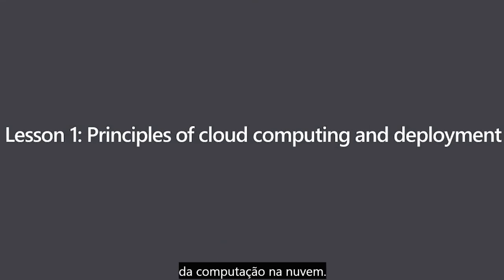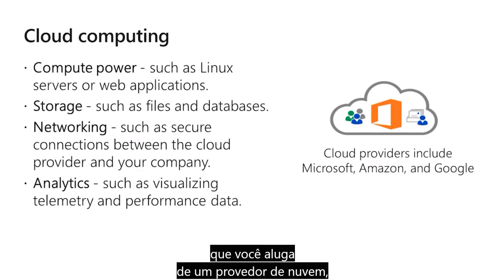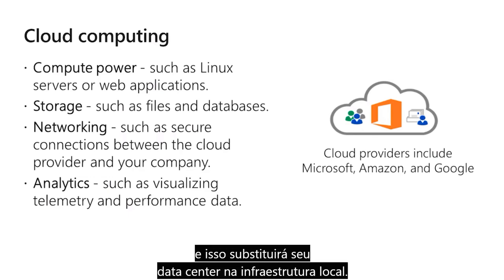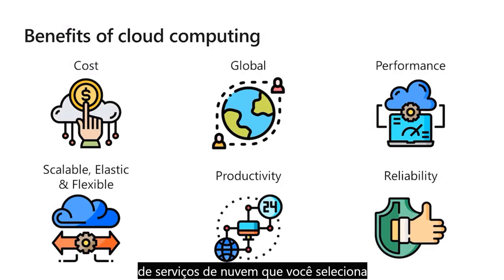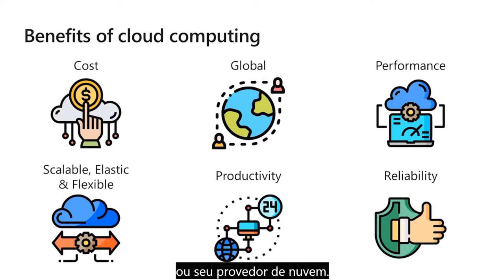So before we can get into the security portion of these, let's actually just talk about some principles of cloud computing. Now, cloud computing is made up of 4 main areas that you are renting from a cloud provider. And a cloud provider can be Microsoft, Amazon, Google, but essentially you are renting compute power, storage, networking, and analytics from a cloud provider. And this is replacing your on-prem data center. Now, depending on the different levels of cloud services that you select, that can change the level of responsibility that falls on you versus your cloud provider.